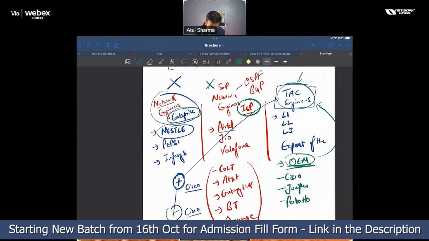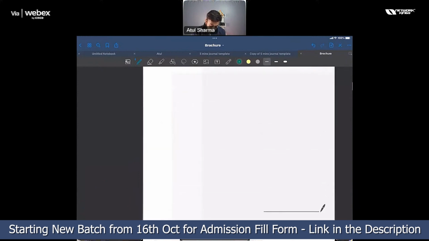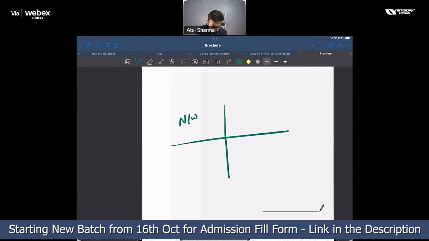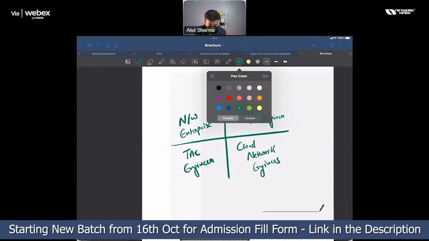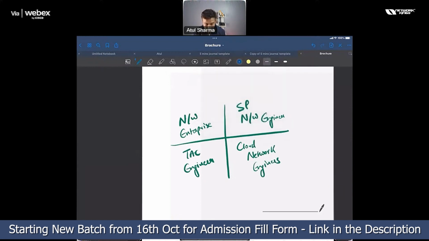Okay, so coming back to the point, in short, what we discussed here: there are three types of jobs you can apply for. You can become a network engineer in the enterprise industry, and there are service provider network engineers. I'll write the short form of service provider network engineer. And the third, you can apply for TAC engineer. And nowadays many companies are looking for cloud network engineers.